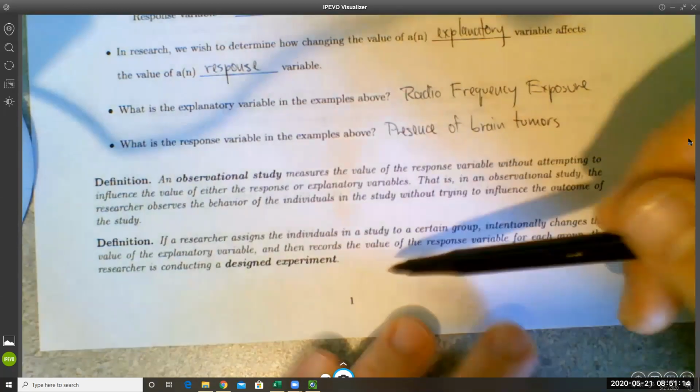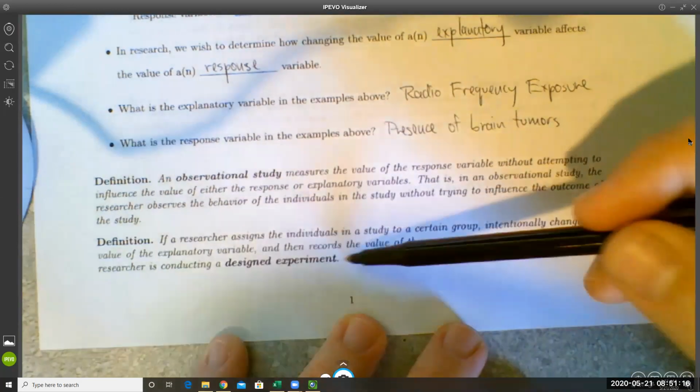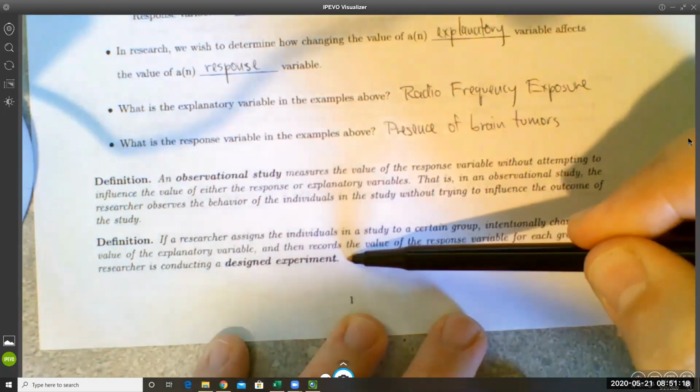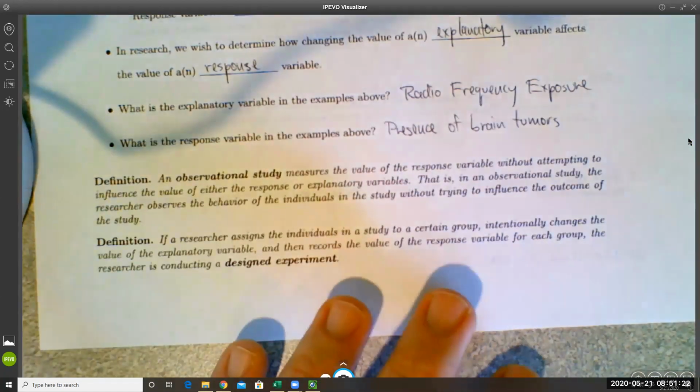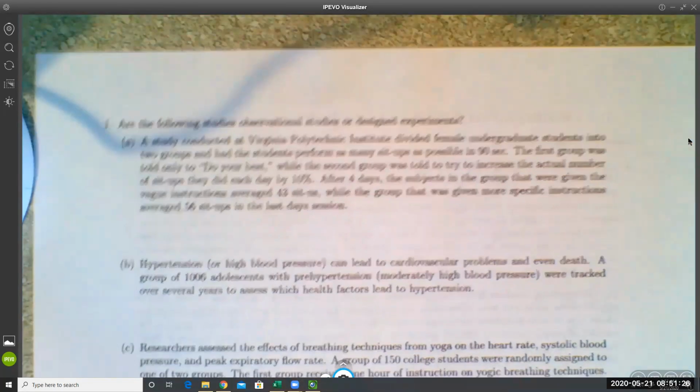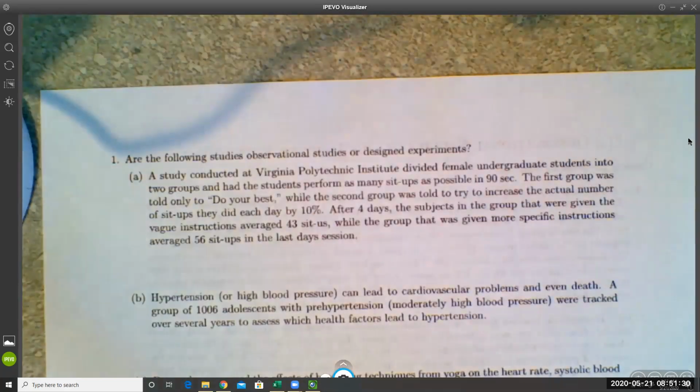Okay, but yeah, in a designed experiment, they're actively manipulating the explanatory variable. In an observational study, they are not. They're just observing. Okay. So with that in mind, here are a bunch of scenarios, and let's practice determining if the scenario is an observational study or a designed experiment. I'll walk you through a couple, and then I'll let you do the rest on your own.